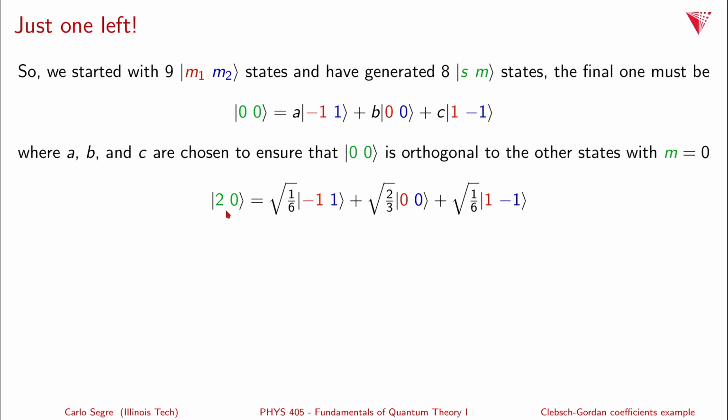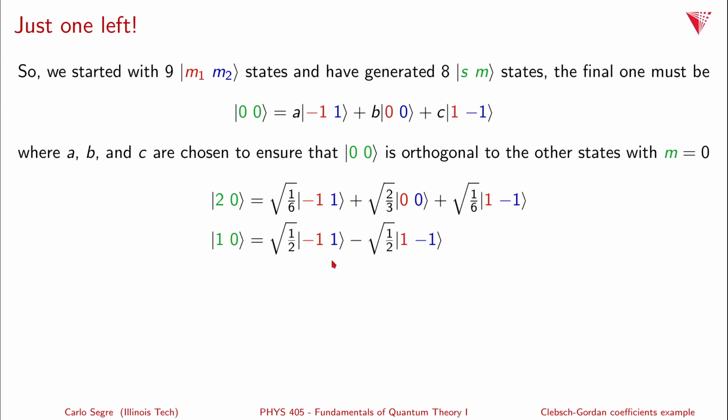Well, if you remember, the |2, 0⟩ state looks like this: square root of 1/6 times |1, -1⟩ plus square root of 2/3 times |0, 0⟩ plus square root of 1/6 times |-1, 1⟩. And the state |1, 0⟩ is missing this middle term, but it has square root of 1/2 times |1, -1⟩ minus square root of 1/2 times |-1, 1⟩. And so we have to make sure that this state is orthogonal to both of these states, and that will give us the values for A, B, and C.